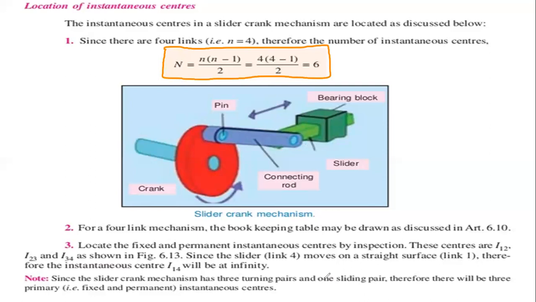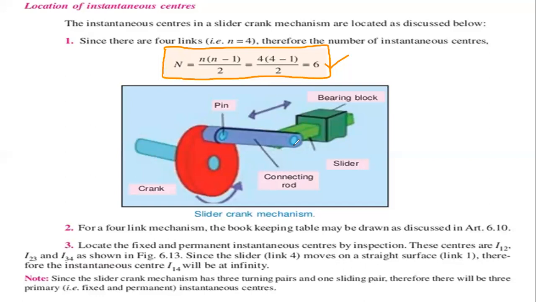So in the first step, we have defined the number of instantaneous centers. And now we are going to the 4-bar link mechanism. So in a 4-bar link mechanism, we are going to keep the table, that is the chart, and locate the fixed and permanent instantaneous centers by inspection. So we are going to fix the permanent instantaneous centers from this diagram.